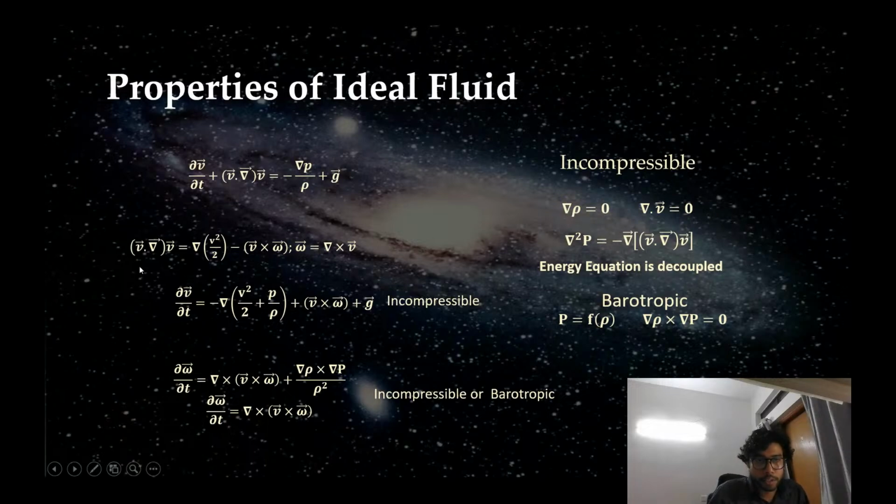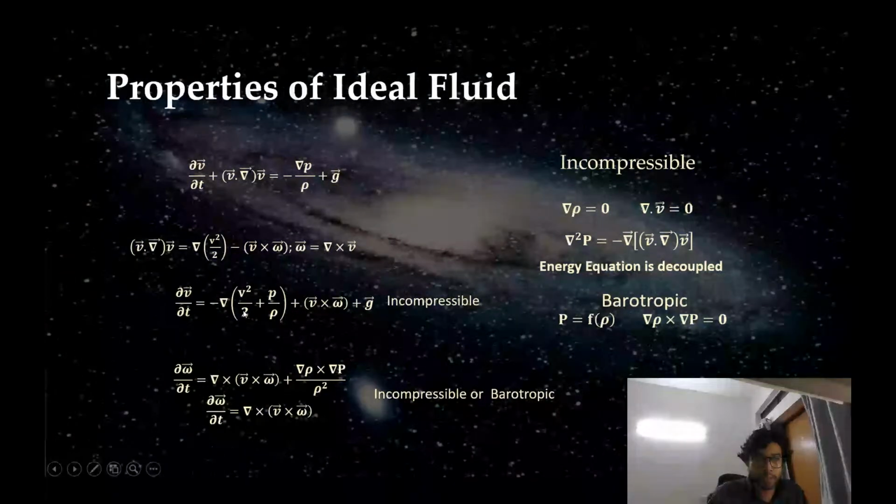So using this identity, we can go from this equation to this equation, right? For example, this will decompose into del v square by 2, and you have a minus v cross omega, which will go over here on the other side, v cross omega, and plus g as is. Now, you see, we have a del v square by 2, and we have this del p by rho. So there is one condition under which we can bring this whole thing into the gradient term, right?